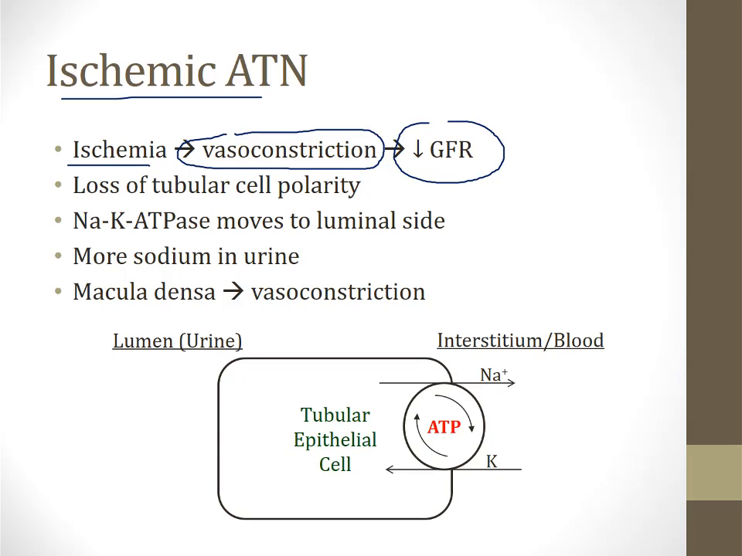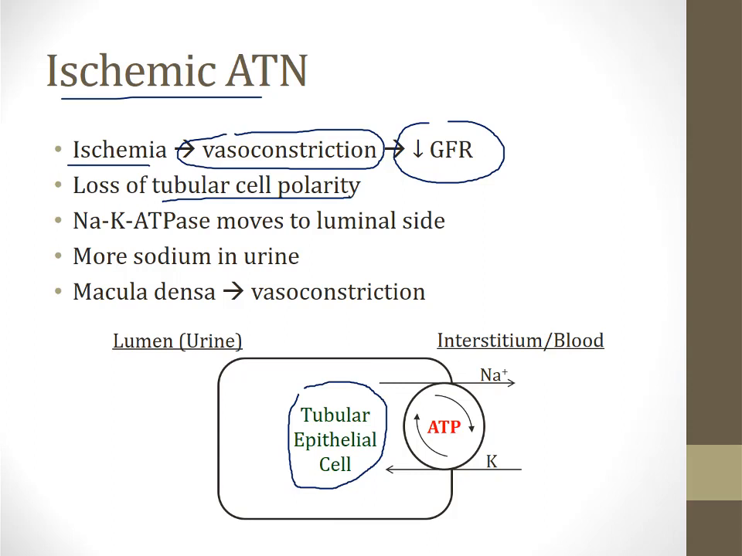The reason that vasoconstriction occurs is because there is loss of tubular cell polarity. Let's talk about what that means now. At the bottom of the screen is my own drawing of a tubular epithelial cell, and I talk about how these cells work in great detail in the video on nephron physiology.